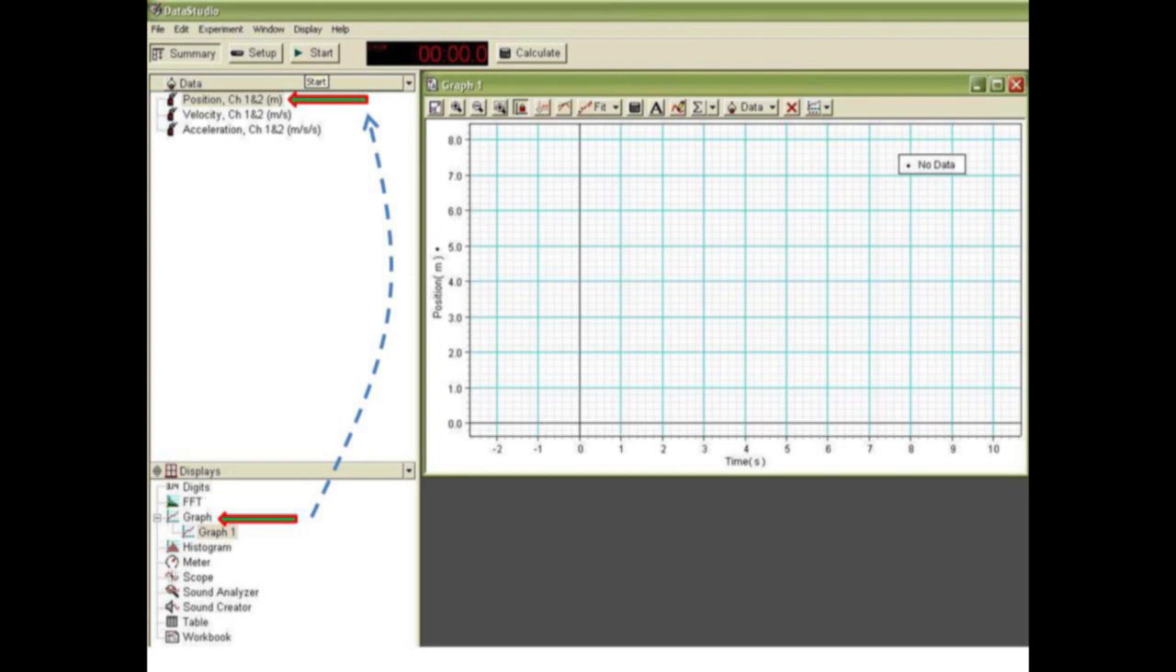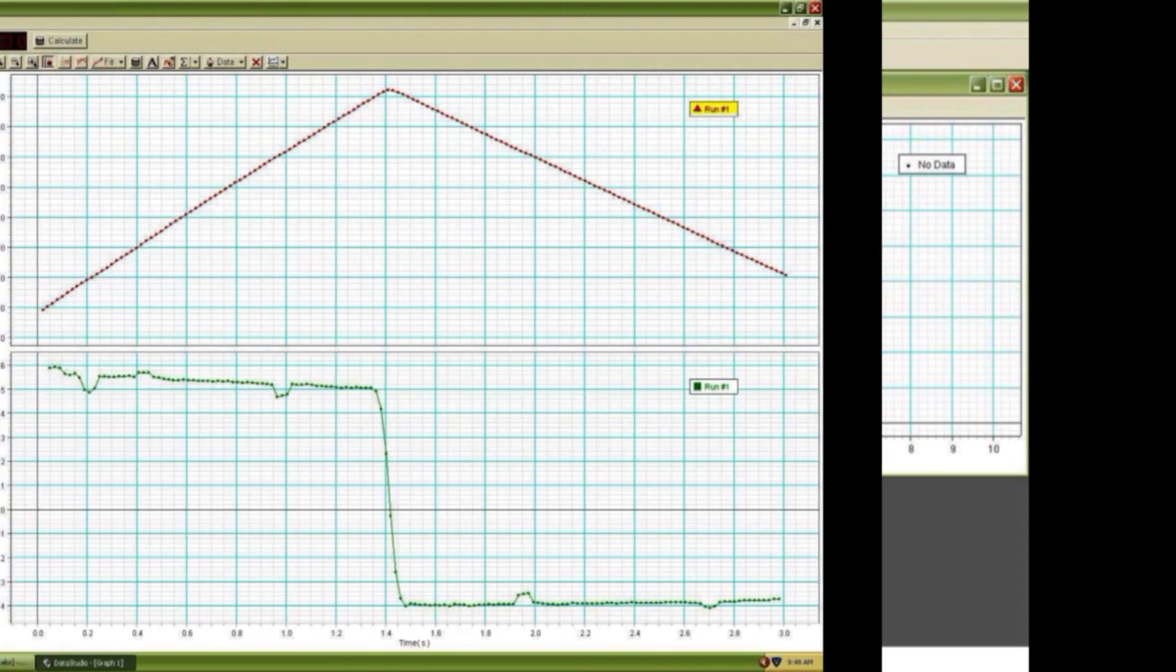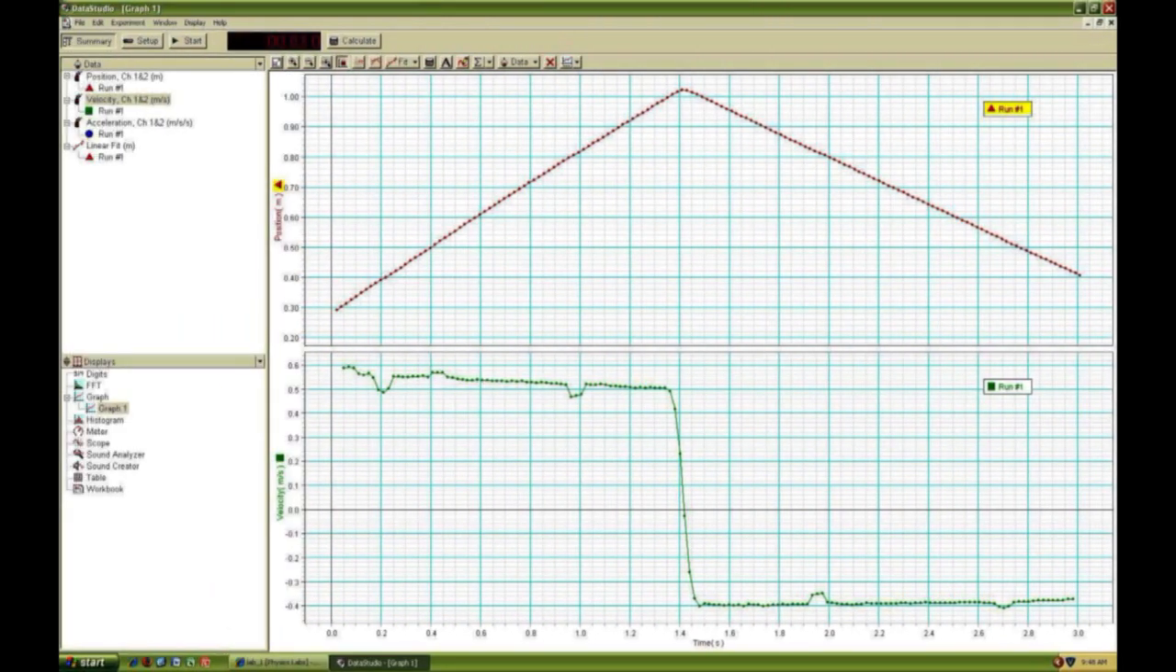Drag and drop the graph icon from the lower left displays area onto the position icon above. Drag and drop the graph 1 icon onto the velocity icon above. In this way, both graphs of position and velocity will be lined up with the same time axis. Here's typical data for position versus time above and velocity versus time below.